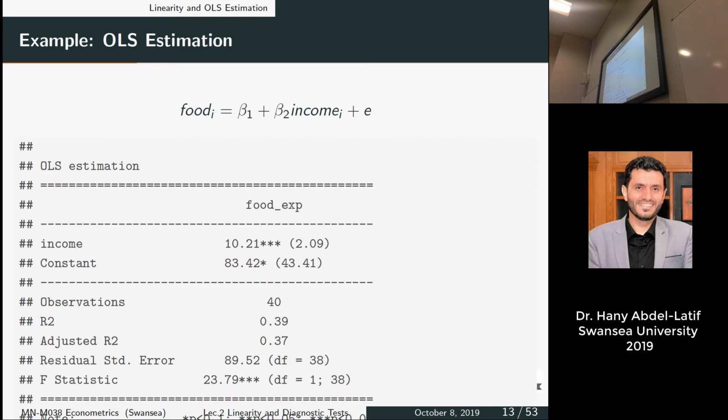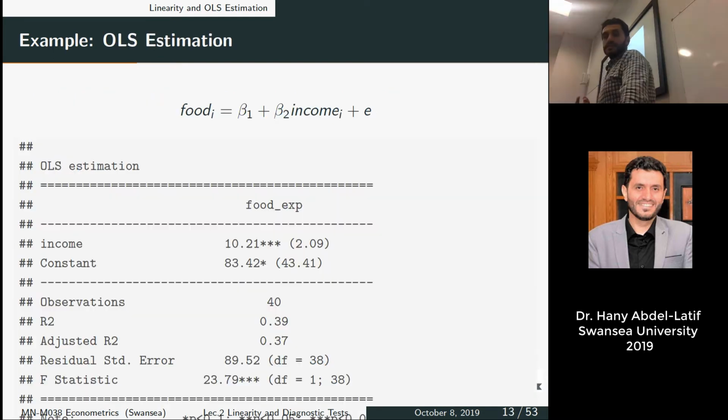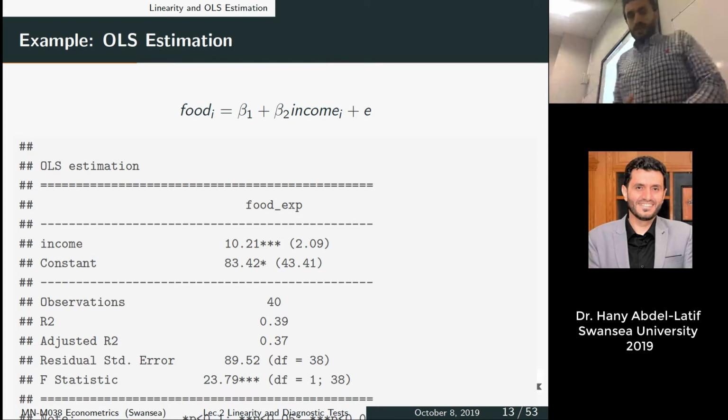Well, the sign is positive, so that means there is a positive relationship between both variables. When income increases by 1 unit, food expenditure will increase by 10 points. One unit here is $100. Remember, the data is measured in $100, so if you go back here, this is measured in $100. So if income increases by $100, which is 1 unit, then you will spend 10.21 more on food. And that's what it tells us.